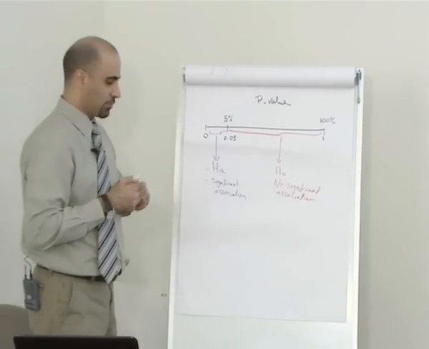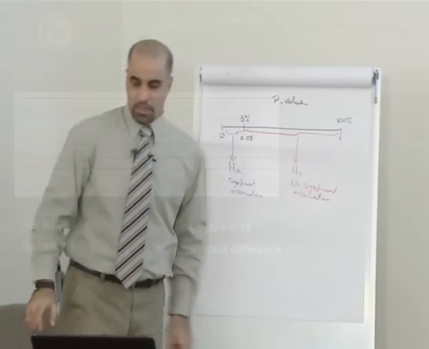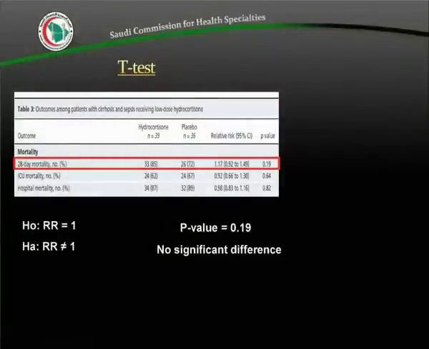Let us take an example. The example would be the following. You remember this mortality between hydrocortisone placebo and the 28-day mortality? We found here 85% and 72%. The relative risk was 1.17. But how do we decide if it is significant or not? I find a p-value of 0.19.